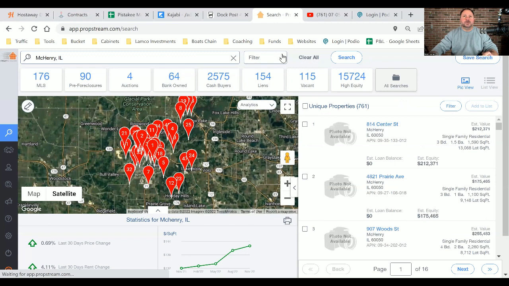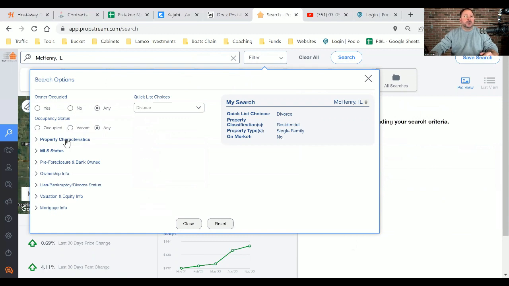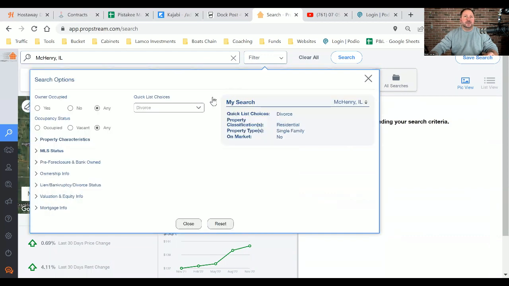Another one I like is divorce. I don't like a divorce, but I like to buy properties that people have been through divorces. So again, single family, off market, nothing here. It looks like everyone's sticking together through COVID. That's great. Okay, next is vacant. Vacant is one of my third favorites.